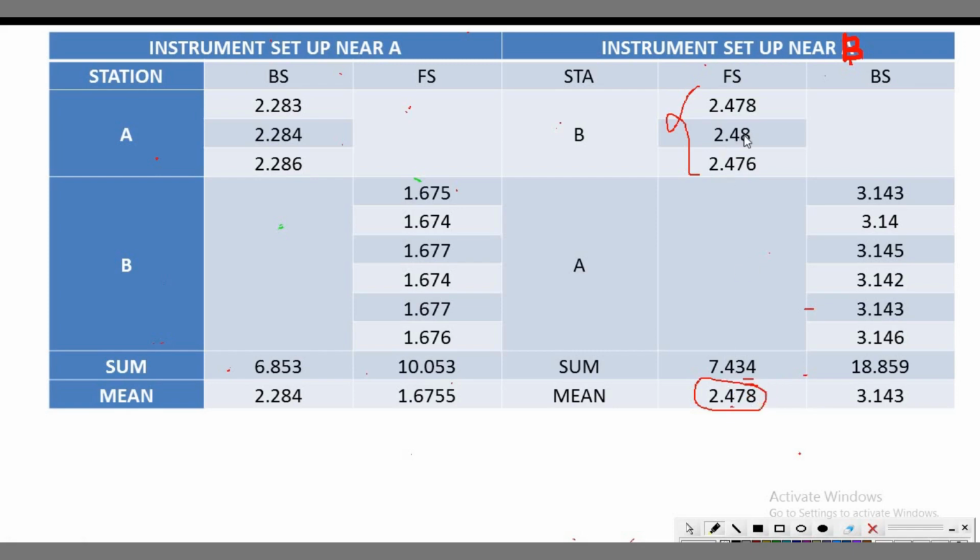Okay po. Pag nakuha natin yung sum ng tatlong foresights, kunin ulit natin yung sum ng 6 na backsights. After na nakuha yung sum, you take the mean, that is 18.853 divided by 6. So, 3.143. Kindly double check the values I am presenting to you.